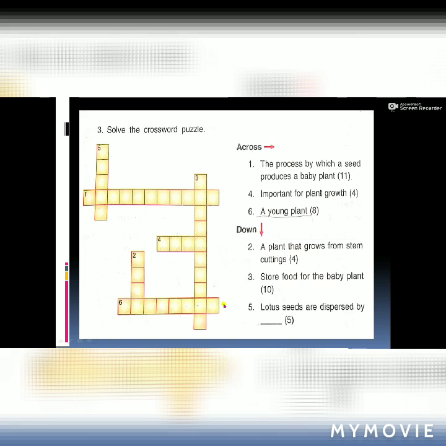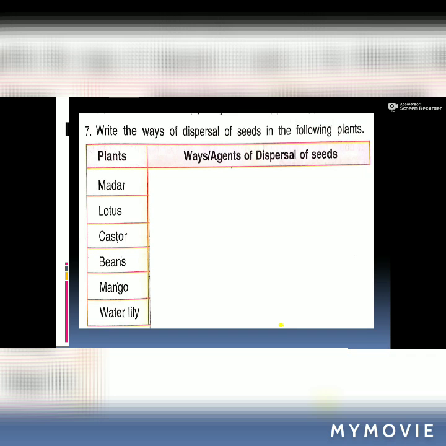Next is: lotus seeds are dispersed by what? How are they dispersed? Just now I discussed it in front of you. So in this downward and across you have to write it down. Then this will be learned by you. Understood? You always note it down and learn it.